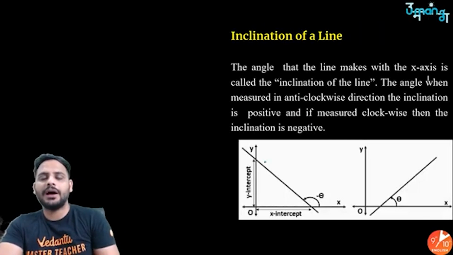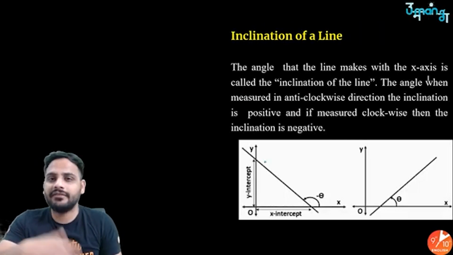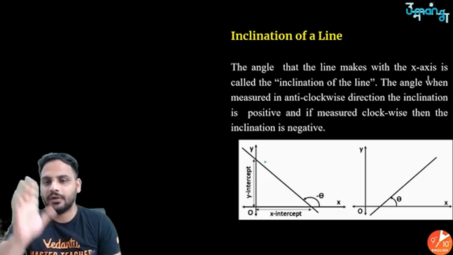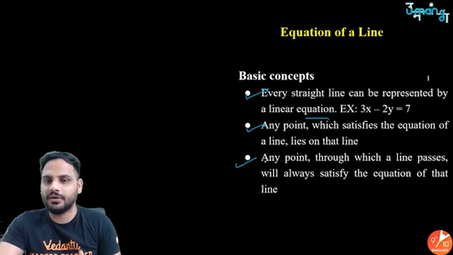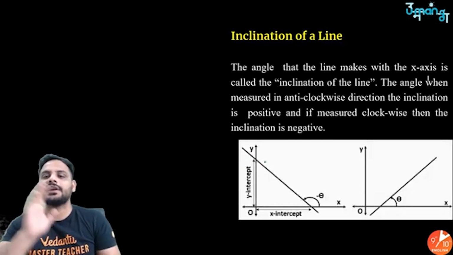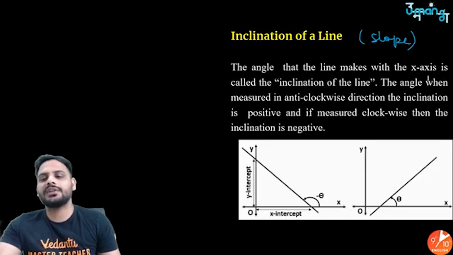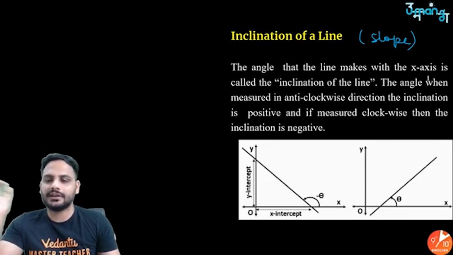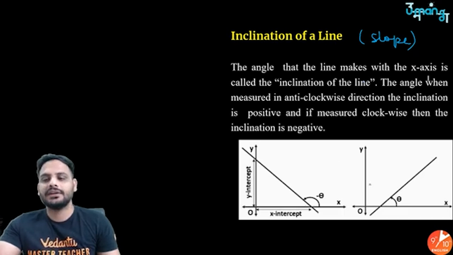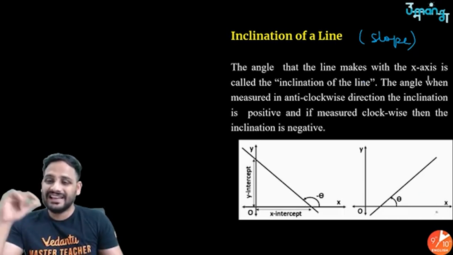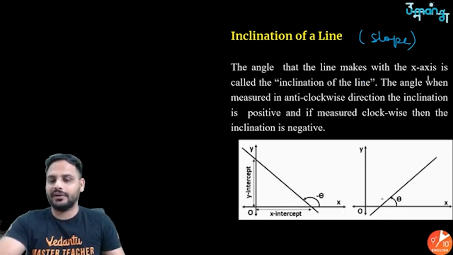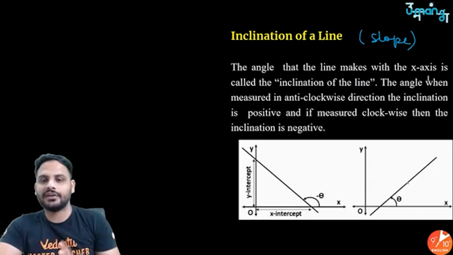So look, now we will understand different ways to get the equation of a line. We have learned about the equation. The second thing is the inclination of a line, or we call it slope. Very important thing. You need to find the value of the inclination of any line with the positive direction of the x-axis, in the anti-clockwise direction. Okay?